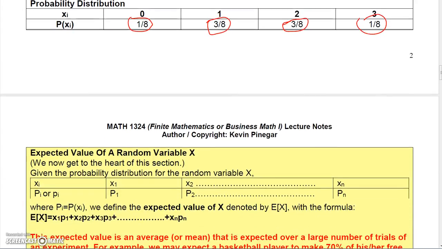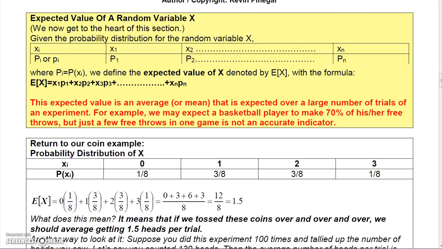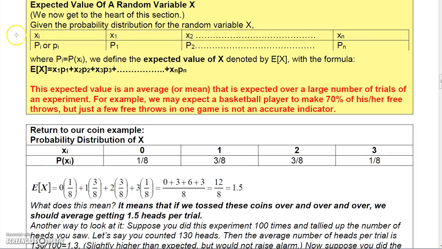Now, once you have the probability distribution, you can easily get what's called the expected value. The expected value of a random variable is what's expected in the long term. Like if you sample just a few families, you might get an average of only 1 child per family. But if you sample a large population, then maybe the average is more like 1.5 children per family. So it gets closer to the average the more that you sample.